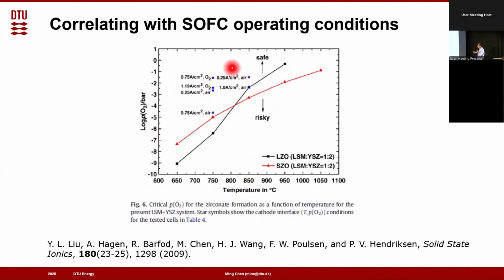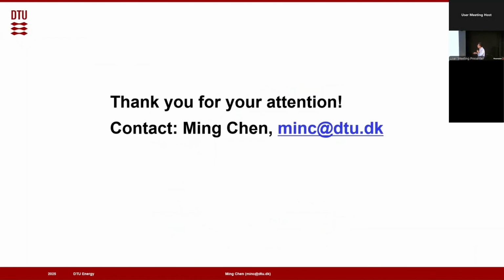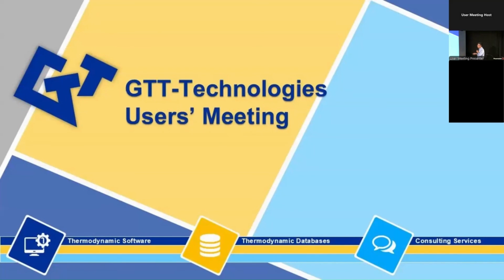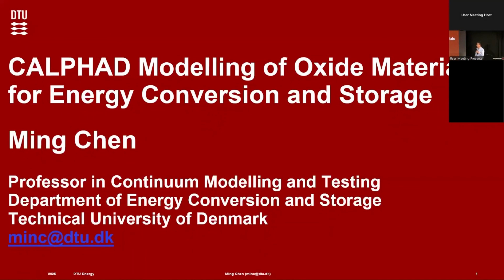So above that, that's kind of safe. And below that, that's risky. So this only considers the thermodynamics part. And we are doing this also with the kinetics part, taking into account manganese diffusion, these kinds of things. So we have to use DICTRA or phase fields or micros. So that's some examples of the application in solid oxide cells. Thank you very much.